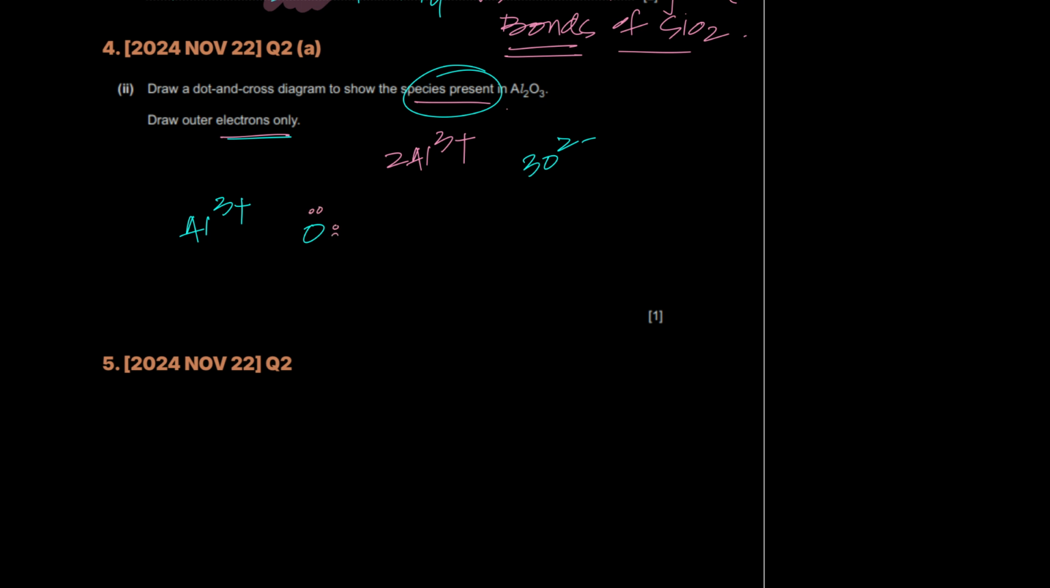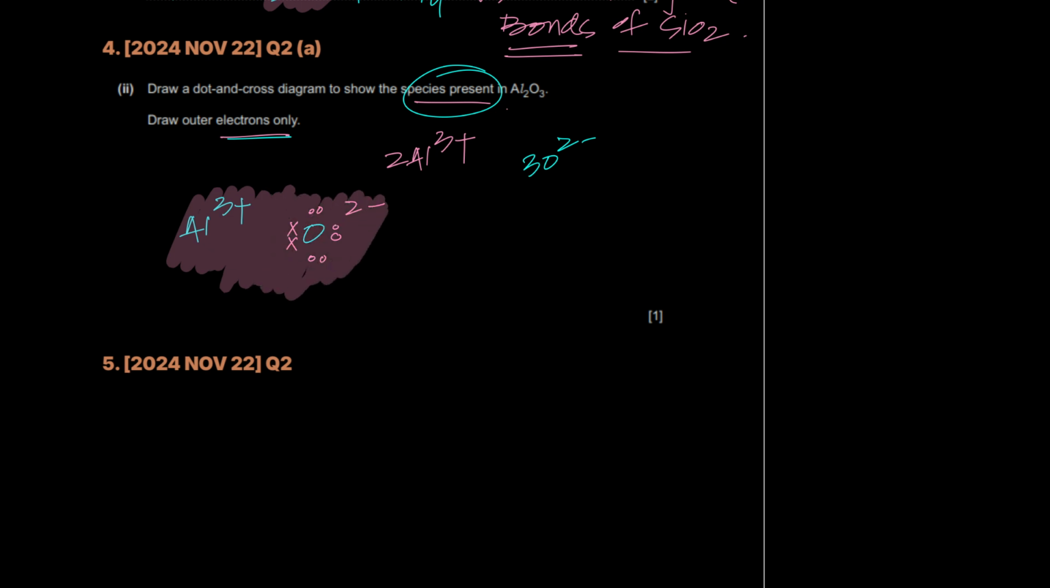O was already 6 electrons, and it got 2 electrons from the aluminum right here, and it has a charge of 2 minus. That's how it would look. That's it. Al has a charge of 3 plus, O has a charge of 2 minus. Remember, I told you not to draw these circles. No need to draw these circles.